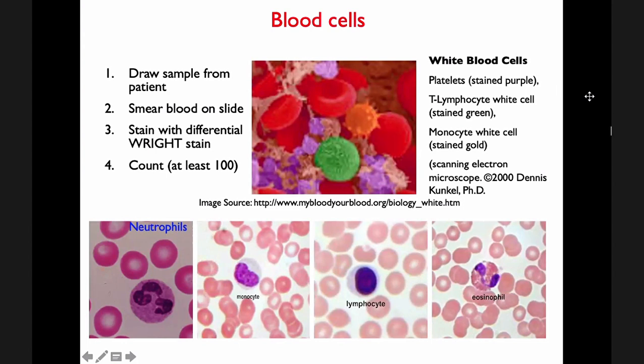Yeah, again, this slide shows you how you can detect these blood cells. Although this is an electron microscope image, these cells are stained with different markers. Okay, for example, platelets were stained in purple. T lymphocytes were stained in green, monocytes in gold. So you can use different dyes to stain these cells, and this is a very fancy technique. But this came into being much later.